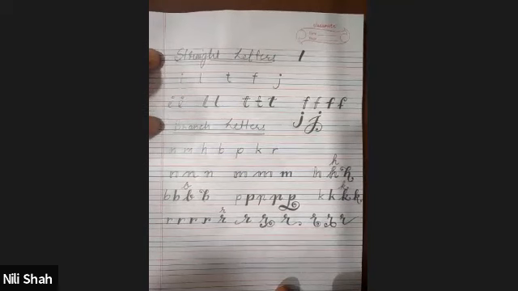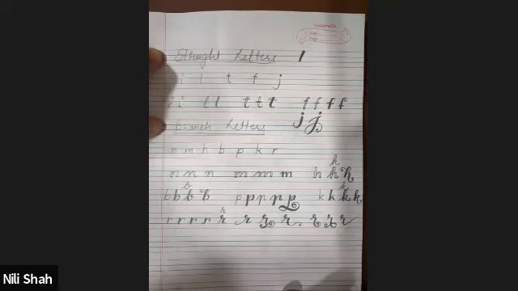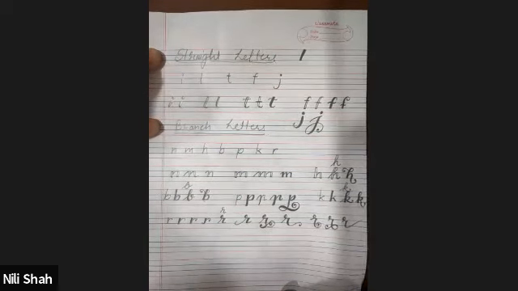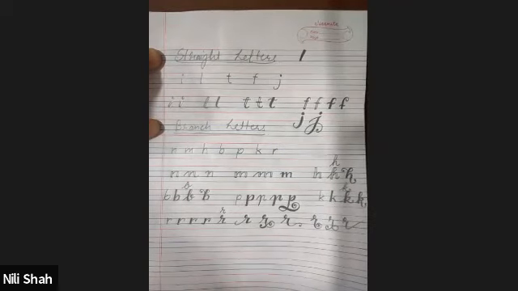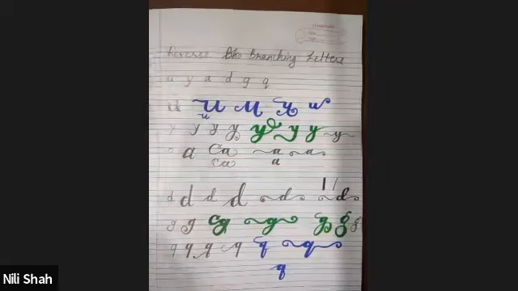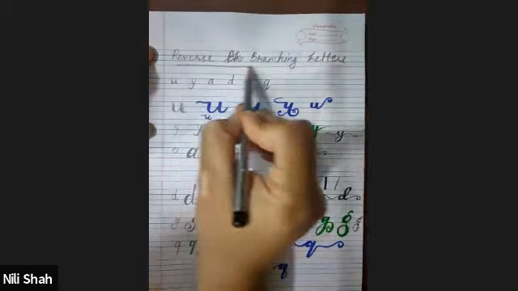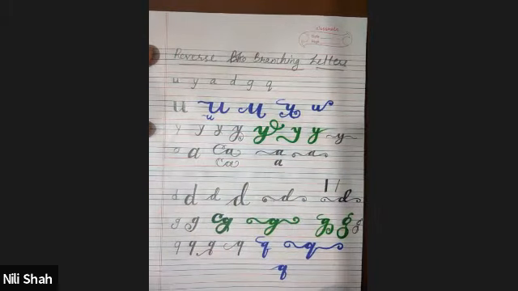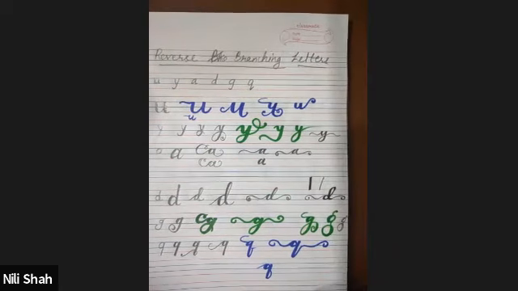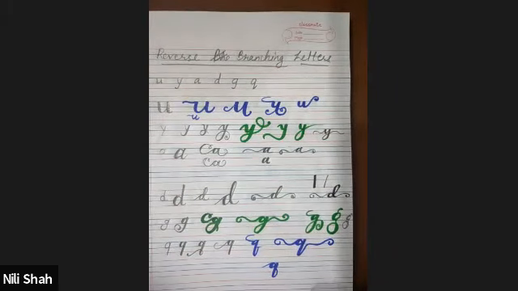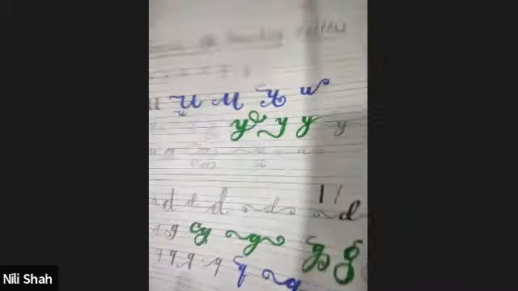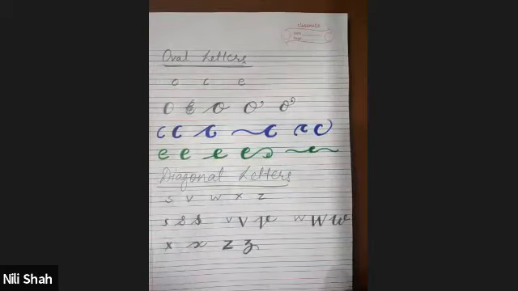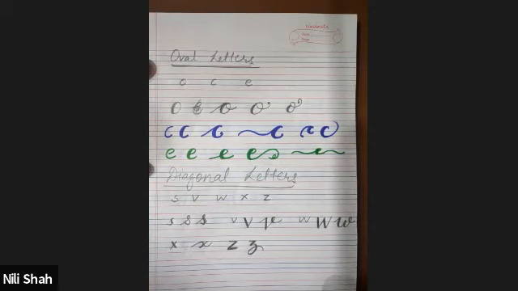These are the straight letters and branch letters. These are reverse branching letters. These are oval and diagonal letters.